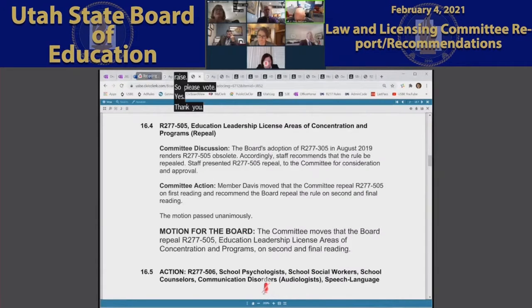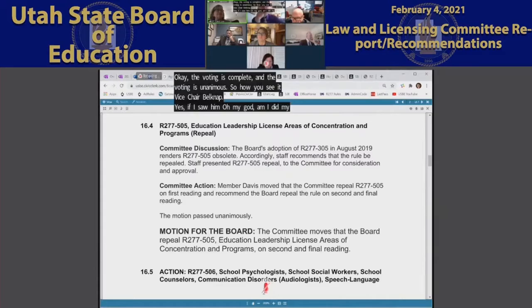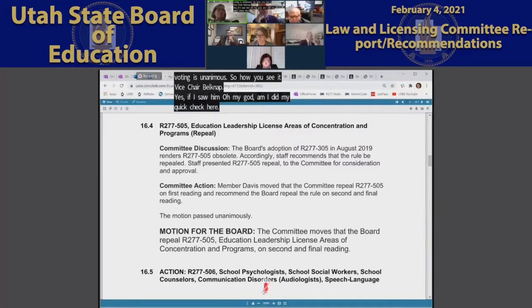Okay, please. Item 16.4 is R277-505, Education Leadership License Areas of Concentration and Programs. And because this has been incorporated in a different rule, the motion is to repeal the rule. So the motion is that the committee moves that the board repeal R277-505, Education Leadership License Areas of Concentration and Programs on second and final reading.